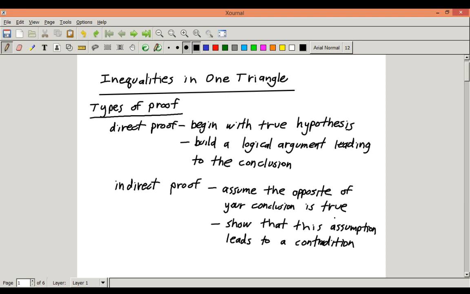Okay, hello everybody. This is a video about inequalities in one triangle, which we'll get to pretty quickly here. But we have to talk about a new type of proof that we have not had yet this year. We've had a two-column proof, that's one style of proof, and we've also had coordinate proofs. So this is yet another type.